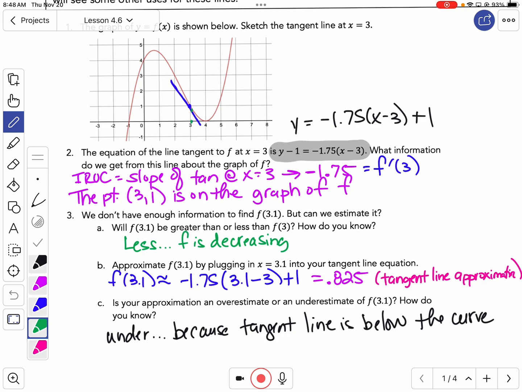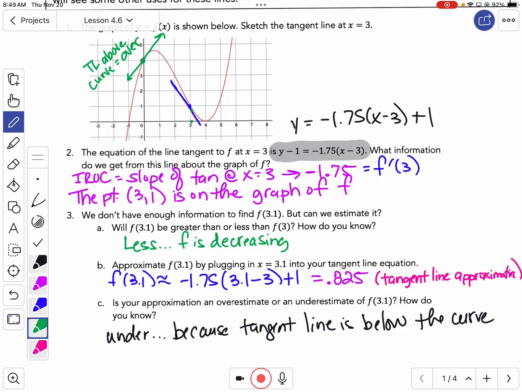Any ideas where our tangent line would give me an over approximation? Yeah, 0 is a good one. All right, at 0. If I draw the tangent line there, where is my curve, above or below? Where's my tangent line? Sorry. It's above the curve, right? The tangent line is above the curve. So, tangent line above the curve equals an over approximation. Okay, so x equals 0 would be a good choice.